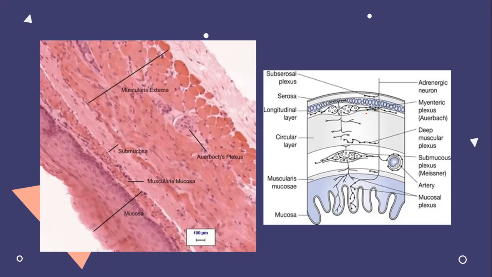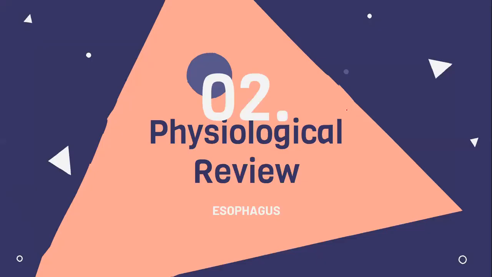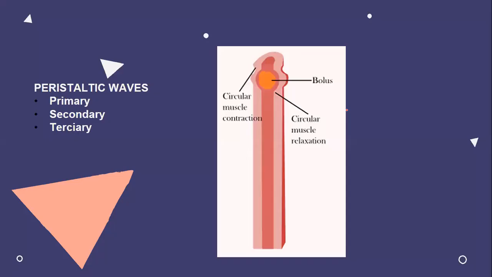As you know, this plexus is called myenteric because these neurons right here supply innervation for both layers, the circular and the longitudinal layers. So these neurons are actually motor, right? So let's take a look at the physiology.